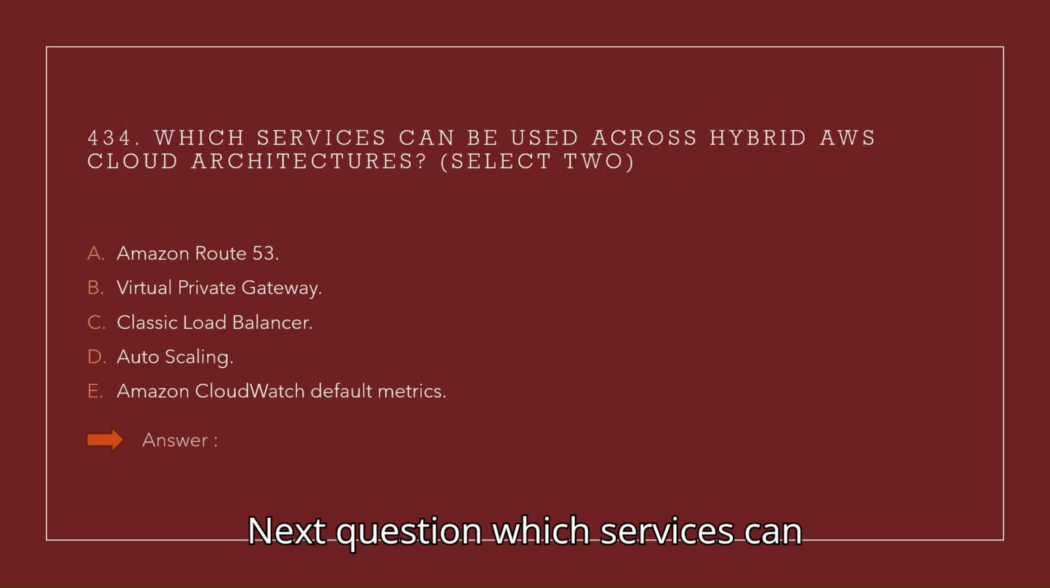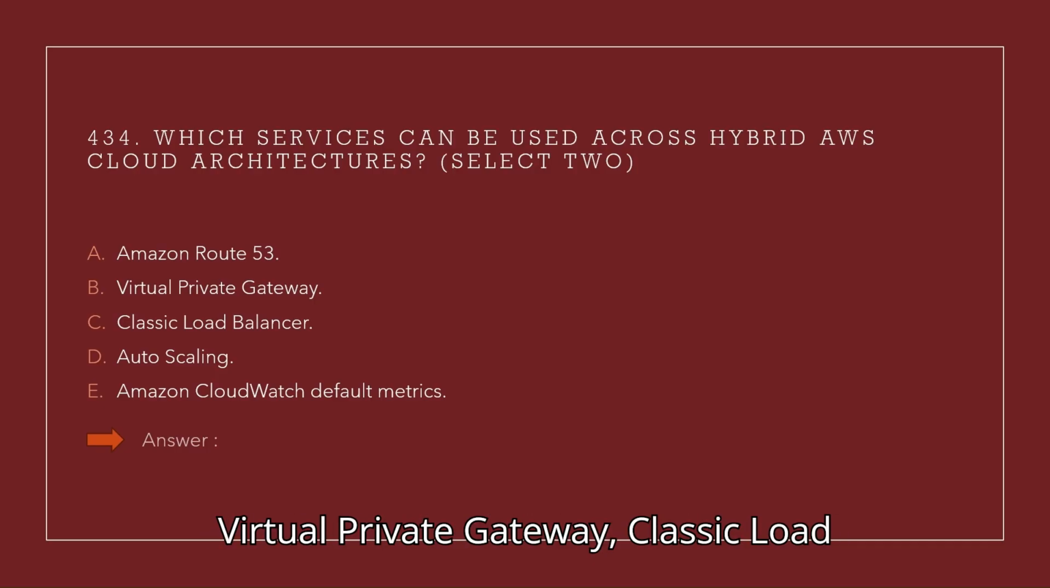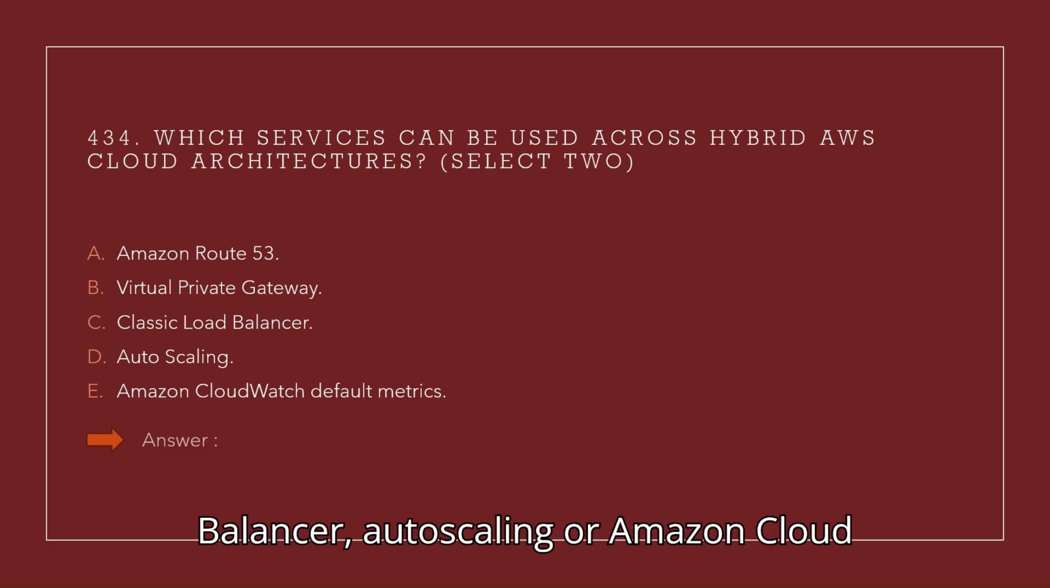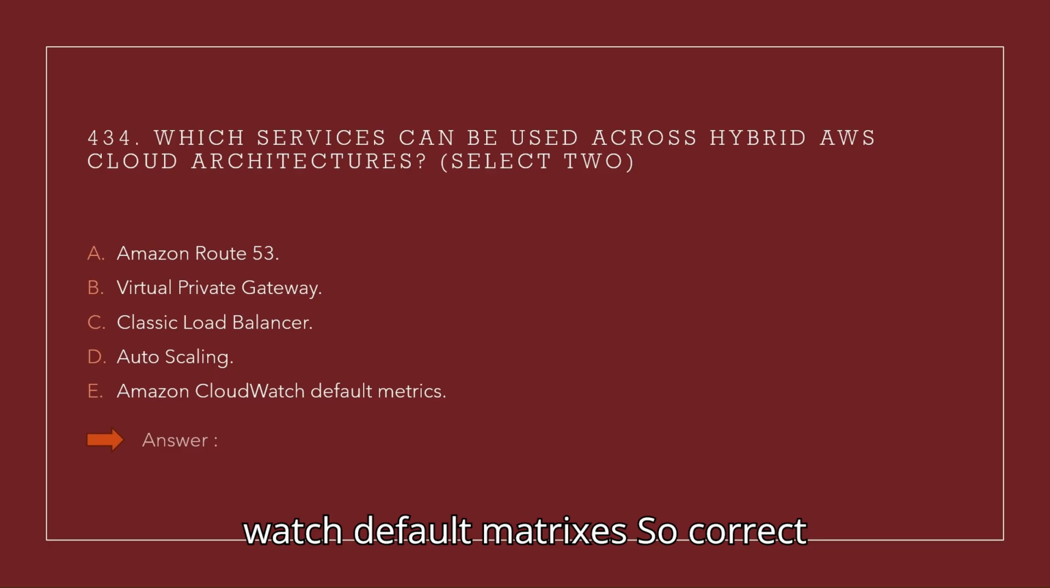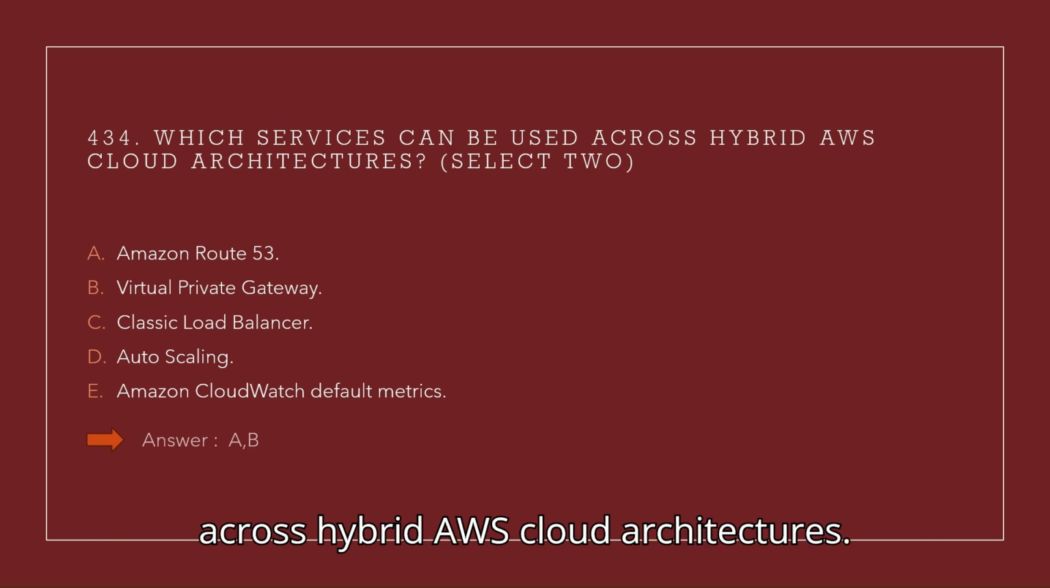Next question. Which services can be used across hybrid AWS cloud architectures? Amazon Route 53, Virtual Private Gateway, Classic Load Balancer, Auto Scaling, or Amazon CloudWatch default metrics. So, correct options are Amazon Route 53 and Virtual Private Gateway. These are two services that can be used across hybrid AWS cloud architectures.